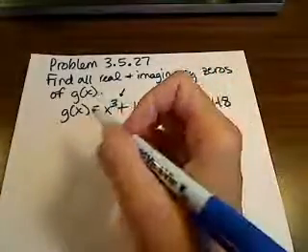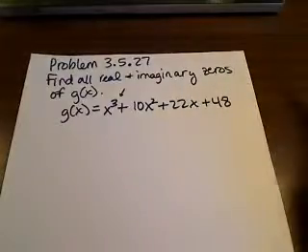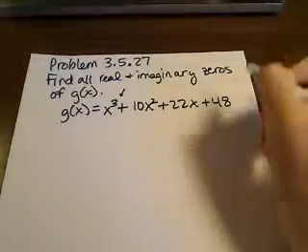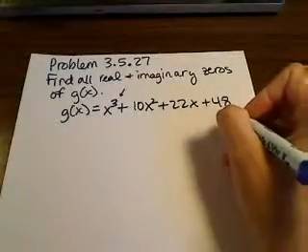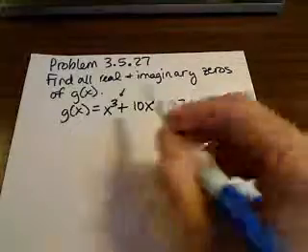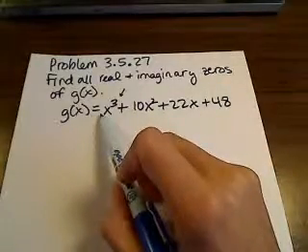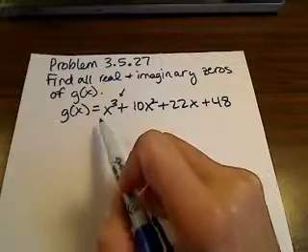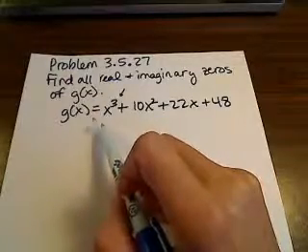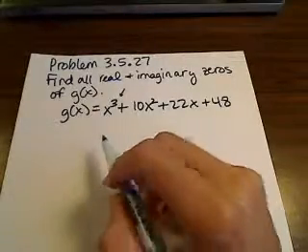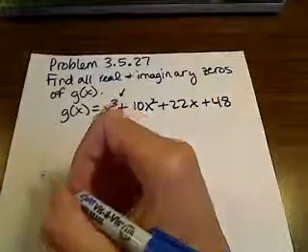And so the first thing that we should do is probably identify our PQ list. So remember that P is all the different factors of your constant term of 48, and Q is all the different factors of the coefficient of your highest power. And then P over Q would be the potential real zeros that we have for the problem.